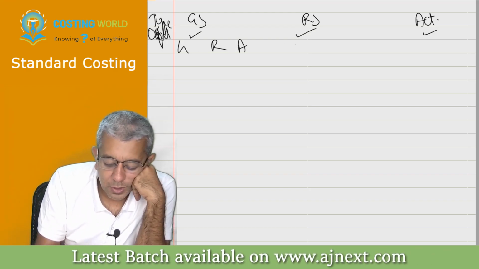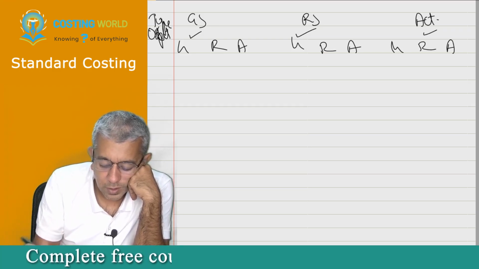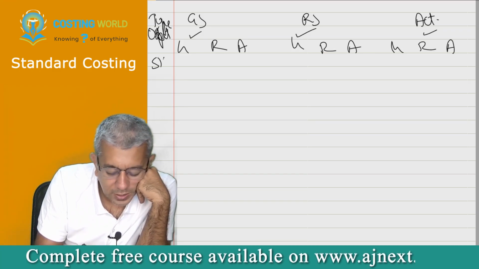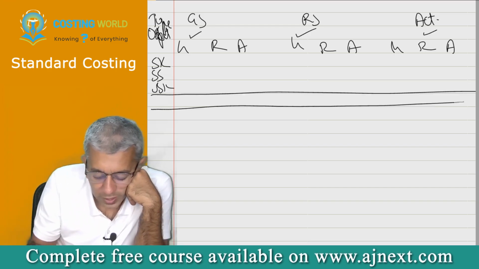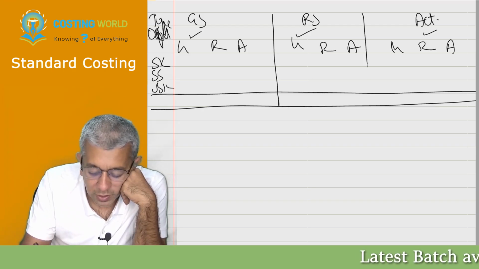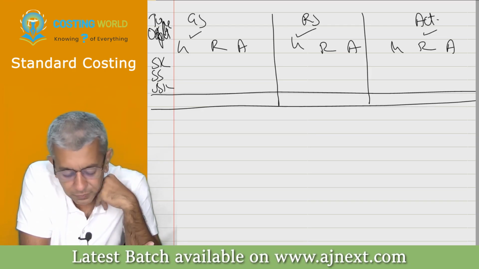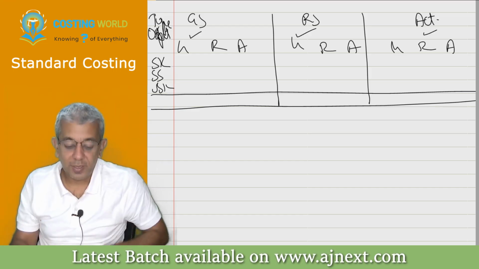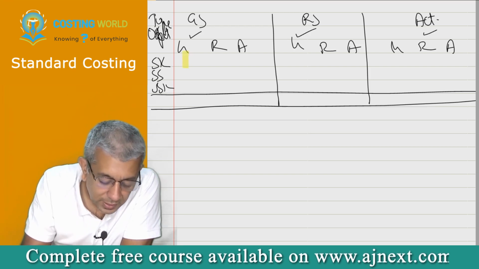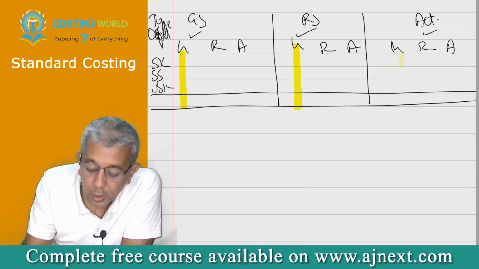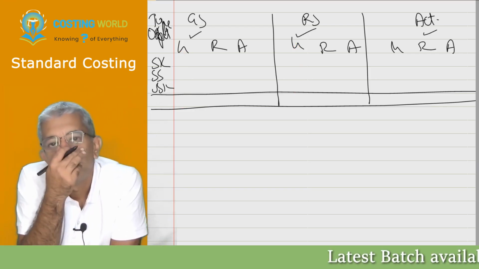Hours, rate, amount; hours, rate, amount; hours, rate, amount. Skilled, semi-skilled, unskilled, etc. Now see, whatever I am about to say, you have learned exactly the same thing from me in the overheads chapter quite recently. We are only trying to talk of one thing. What is that one thing? These hours include what?